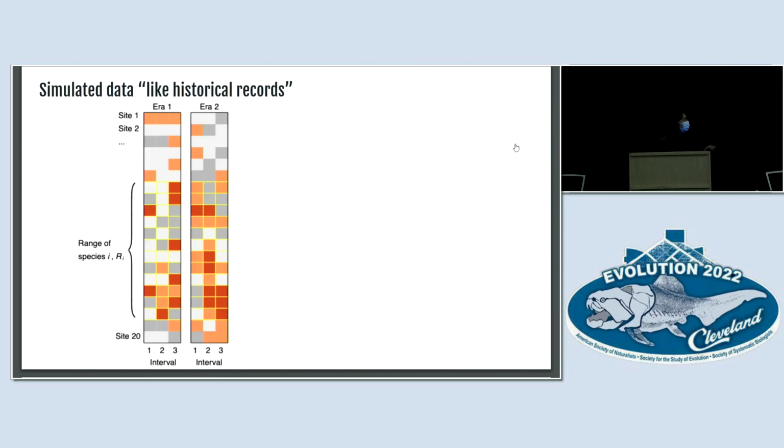And so in order to figure out how to overcome these two different challenges, we simulated data that was like historical records. So here we have a bunch of different sites. We simulated multiple time intervals within an era, where we were able to estimate occupancy within an era and also changes in occupancy between eras. So you can think about changes in a species distribution through time. We also simulated ranges for each of the species. And then we also simulated a community.